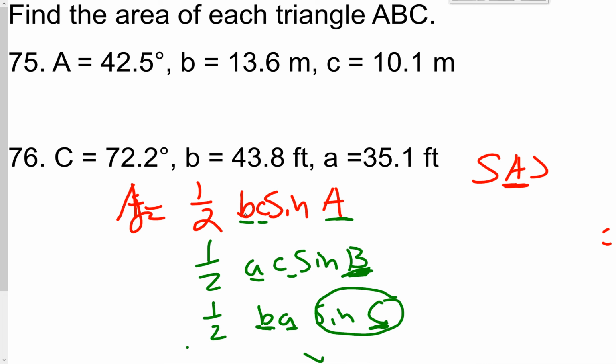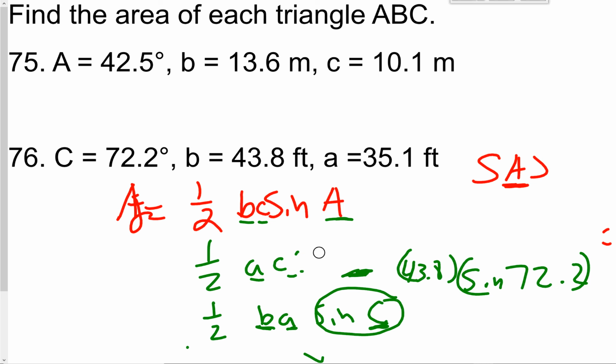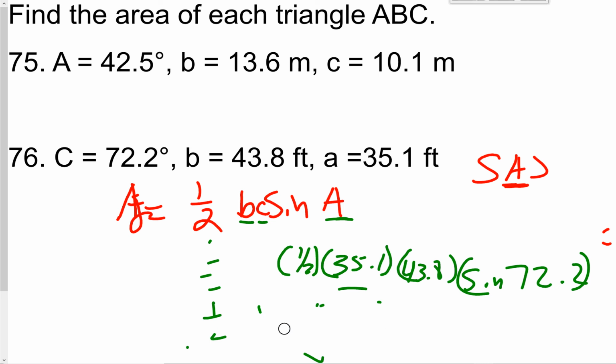And I can plug this in. So I have C. So I'm going to enter in sine of 72.2 times AB, so 43.8 times 35.1. And I'm going to take half of that, times by half, or 0.5. So I want to multiply all that out, and that's going to give my area.